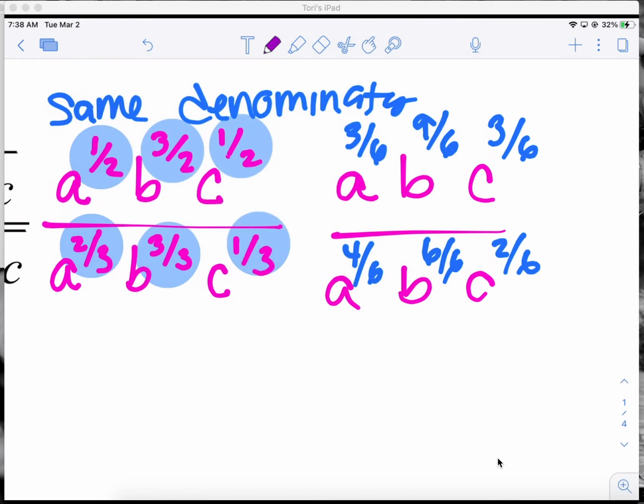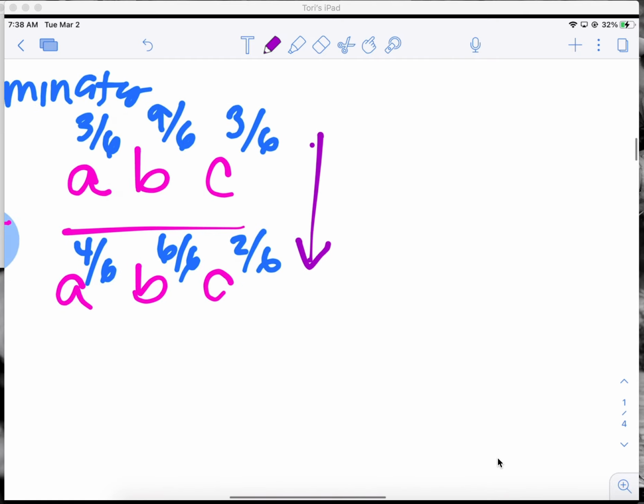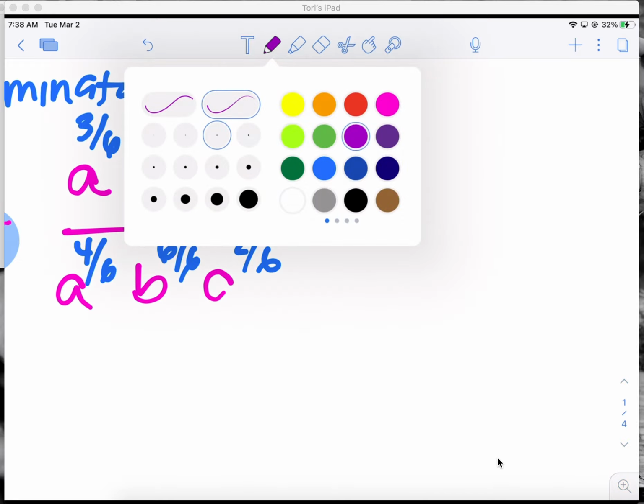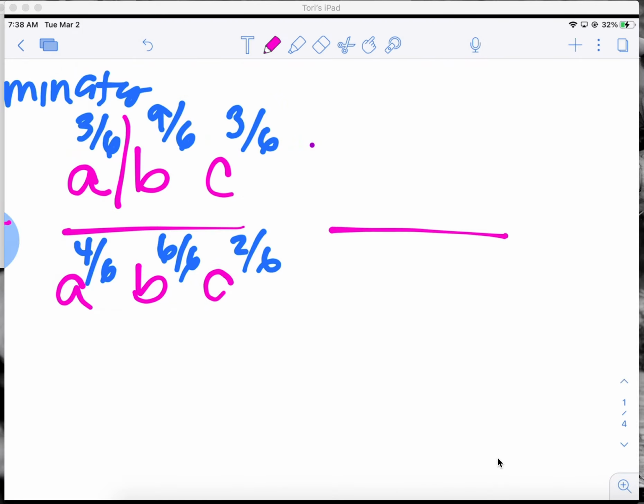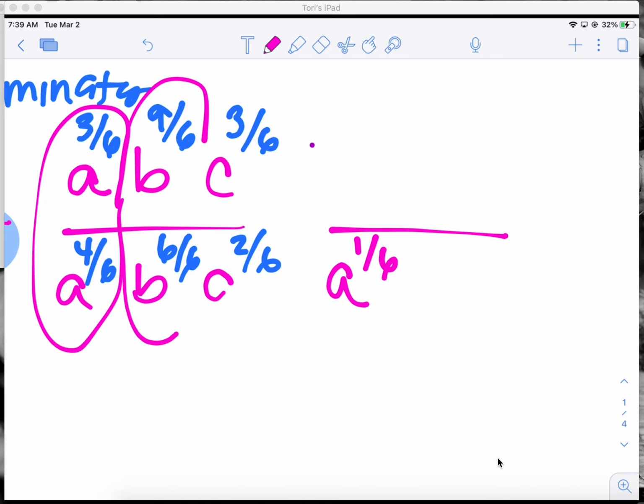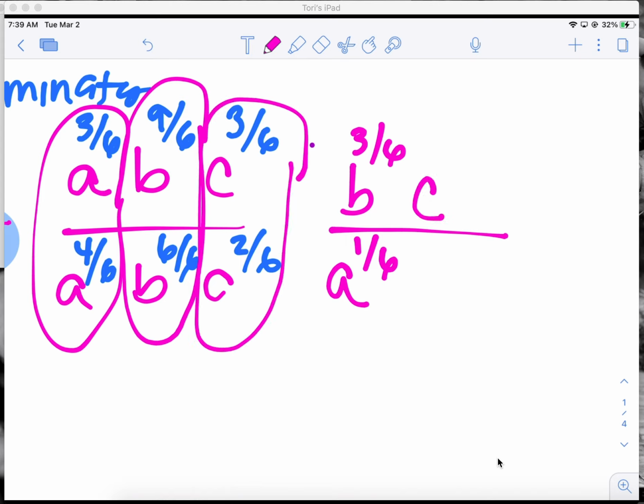From here, I'm going to change colors one more time. I'm going to subtract exponents. Okay? Now, if you have more on the bottom, leave them on the bottom. If you have more on the top, leave them on the top. So when I write this out, I would say, who has more A's, top or bottom? The bottom. 4 is bigger than 3, so I would subtract. 4 minus 3 gives me 1/6 on the bottom. Who has more B's? Well, 9 is bigger than 6, so the top has more. It has 3 out of 6. Who has more C's? The top. 3 is bigger than 2, so 3 minus 2 is 1/6. Now that all of these are the same, I can simplify.